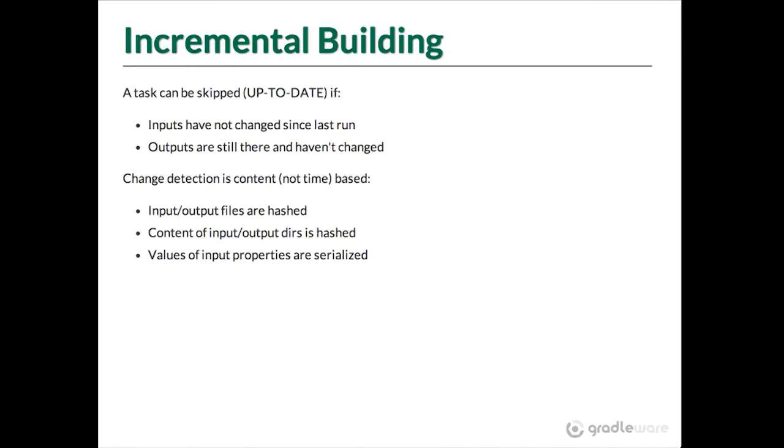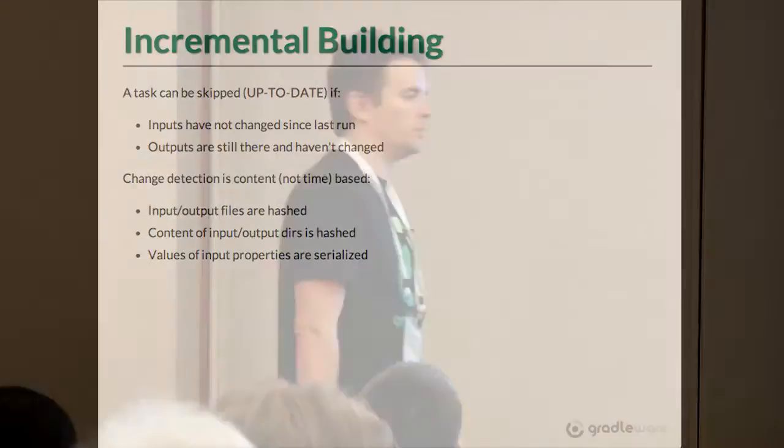Change detection is content, not time-based. Basically, we take a hash of the content of the inputs and the outputs and remember them. The next time you run the task, we do that again and compare the two. If they're the same, then we can skip actually processing this task, because it's just going to generate the same output anyway.